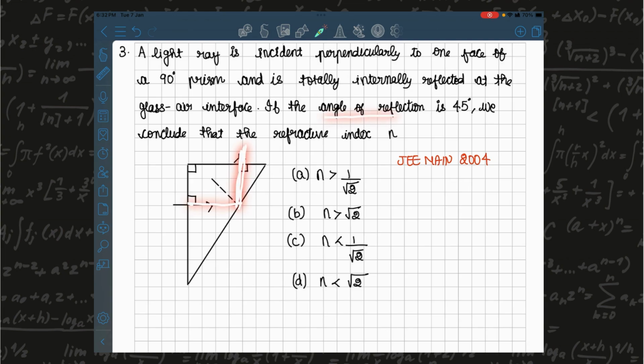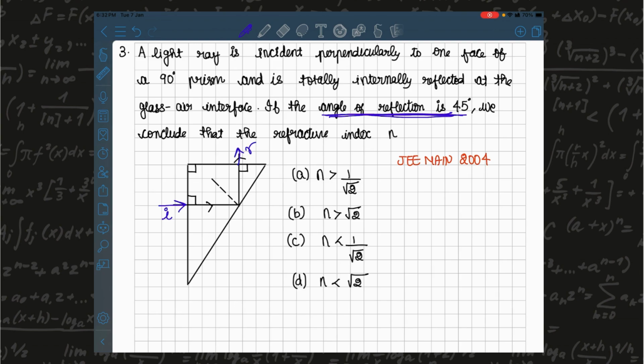If the angle of reflection is 45 degrees, so they are saying that if the angle of reflection over here is 45 degrees, they are asking us to find out the refractive index. Okay, I hope the question was clear. So see here, they have given the angle of reflection to be 45 degrees. I'm really very sorry. The angle of reflection is what they have given here. So this is incident, this is reflection.